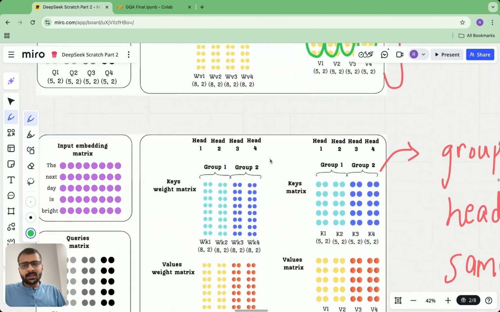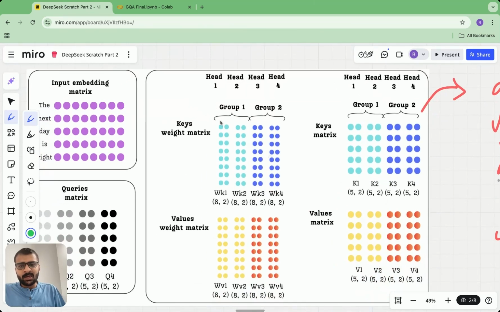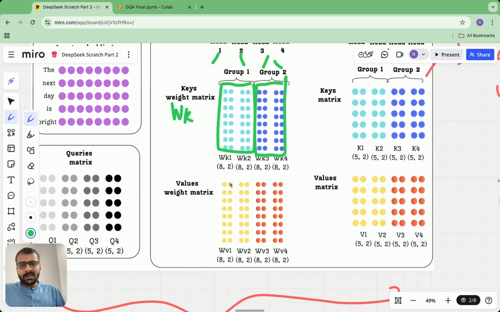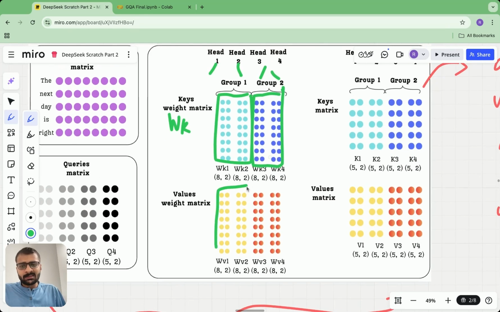In grouped query attention, what is essentially done is that we create groups. So here you see, this is group number 1. In group number 1, there is head 1 and head 2. Both of these will have the same values for WK. In group number 2, there is head 3 and head 4. Both of these will have the same values. Similarly, for the values matrix, group number 1 has the same values and group number 2 has the same values. This is for WK and WV.